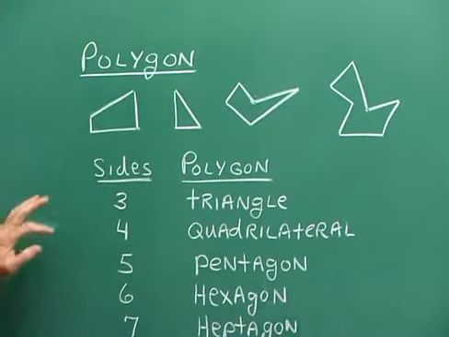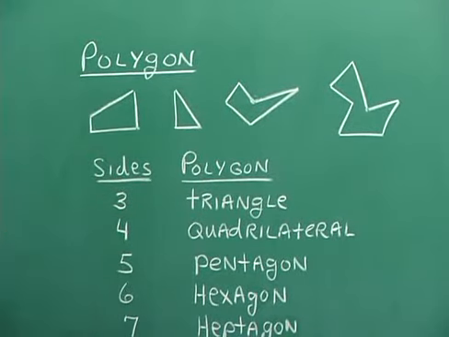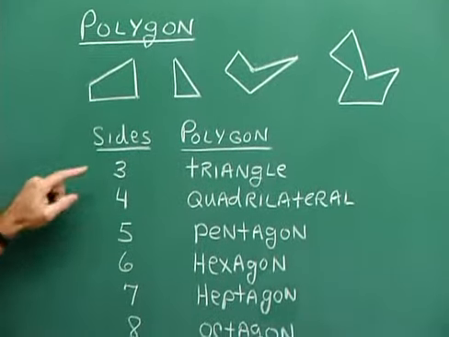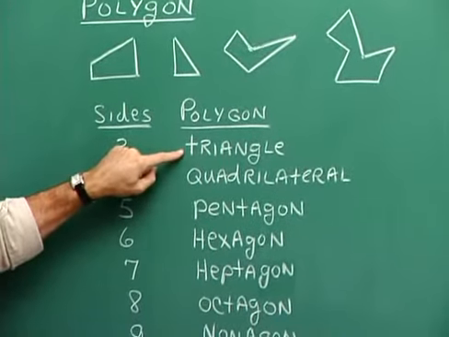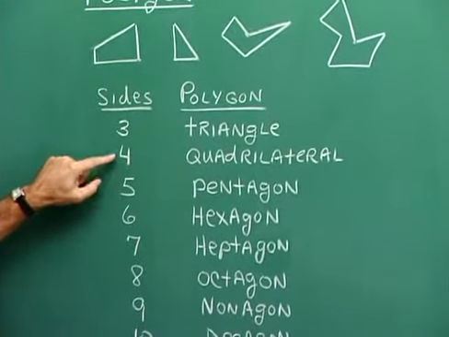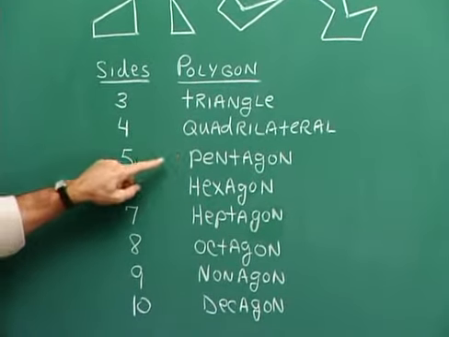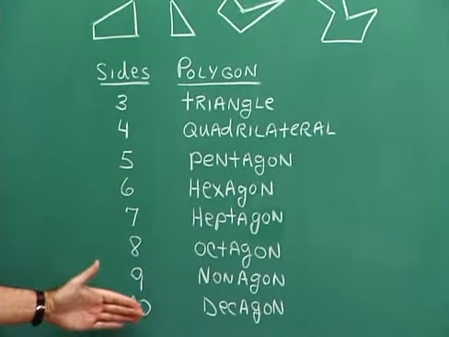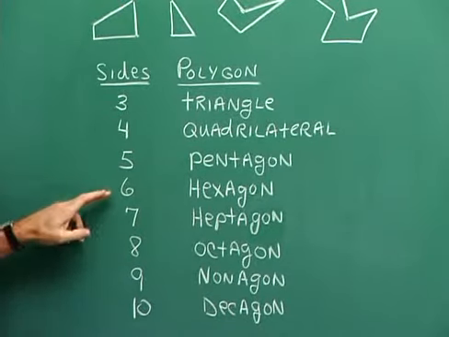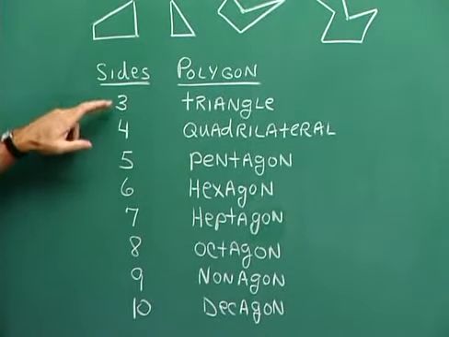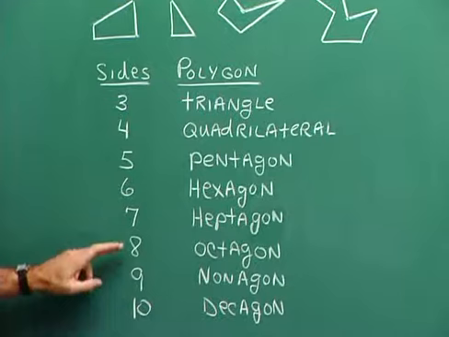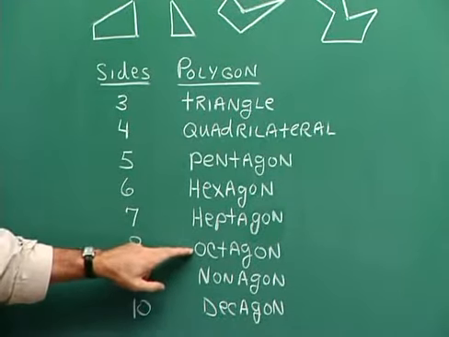Now, the names for various polygons depend upon the number of sides. A three-sided polygon is called a triangle. We've looked at some before. A four-sided polygon is generally a quadrilateral. A five-sided polygon is a pentagon. And you can see the other names here, and they're written in your book for reference. But we go all the way from three sides to 10 sides here. Notice the eight-sided polygon is an octagon.